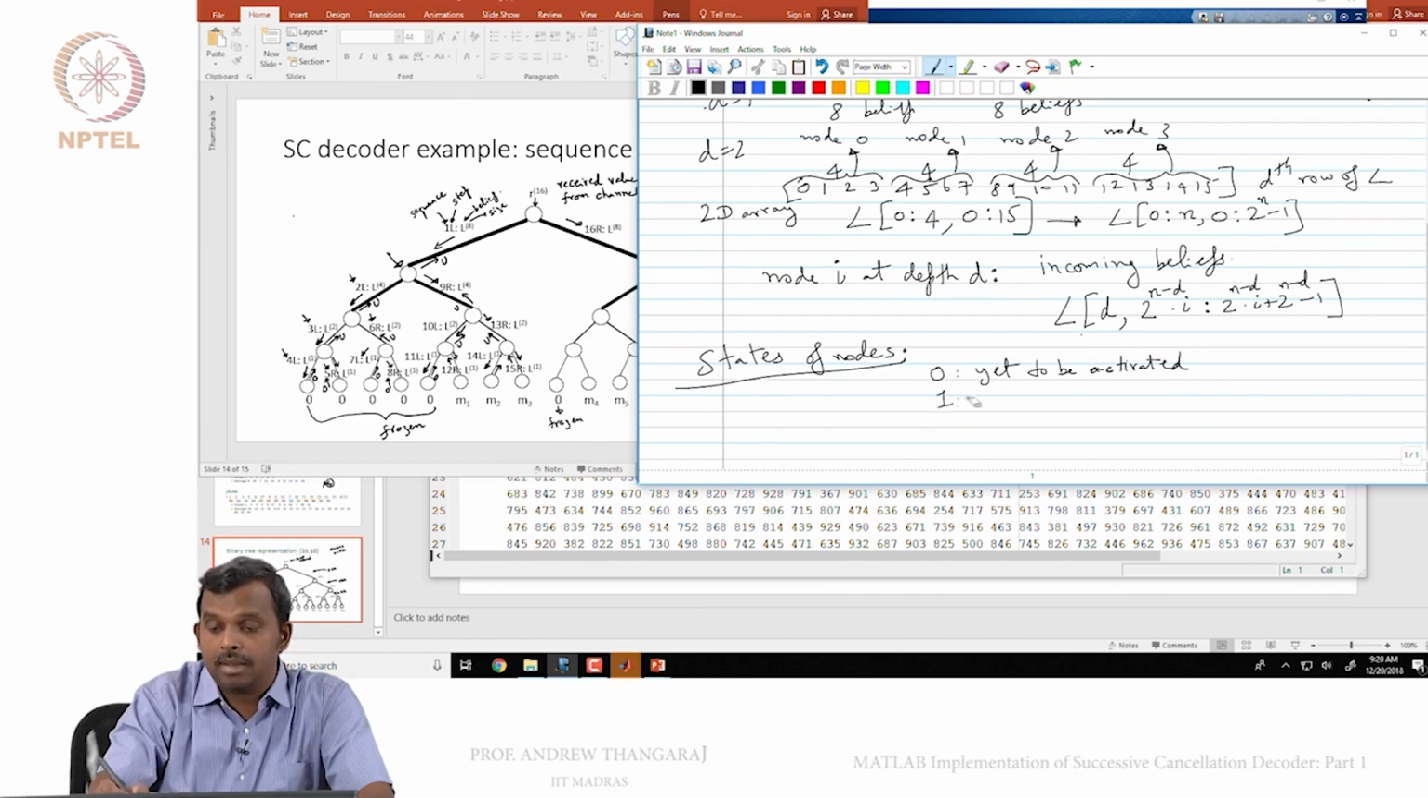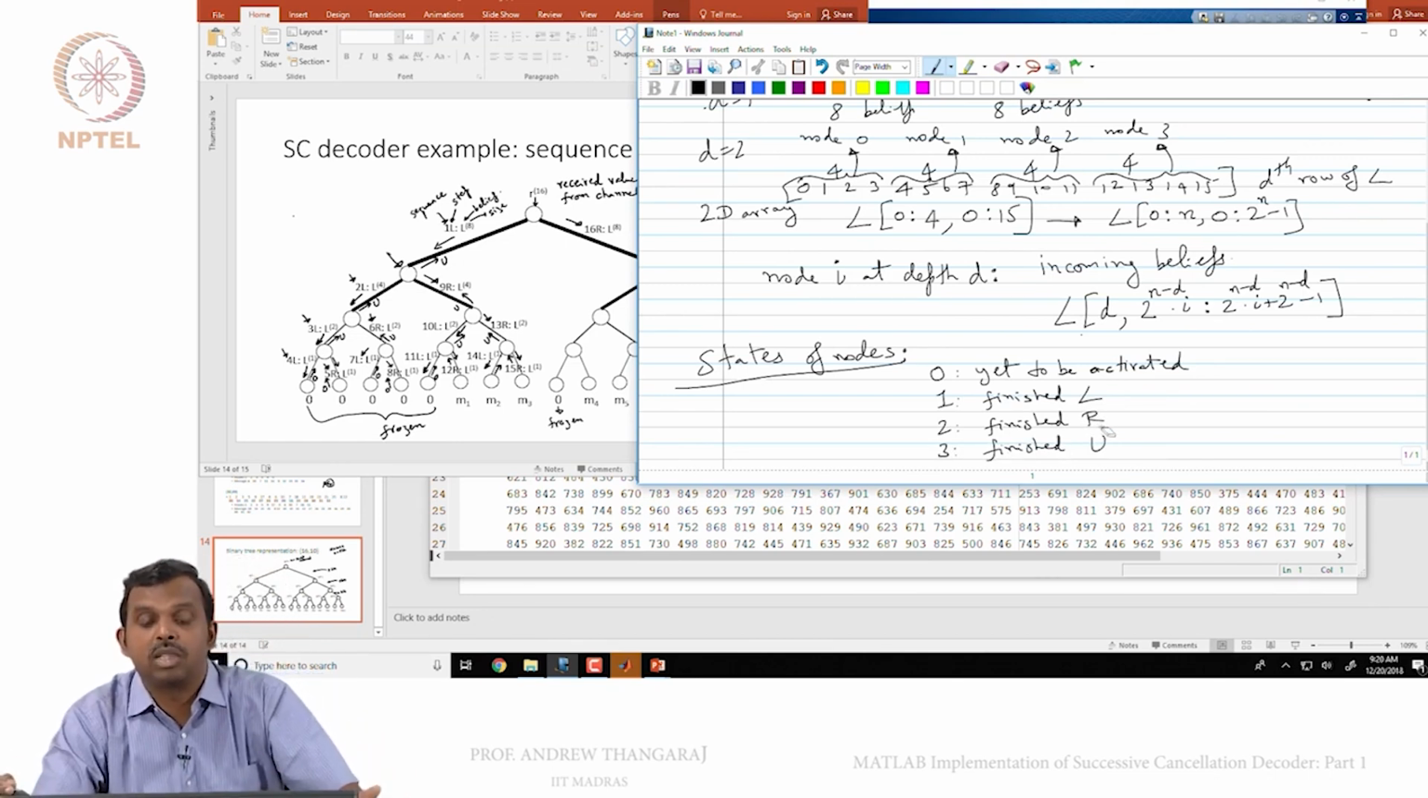Okay, 1 is finished, L. Okay, 2 is finished, R. 3 is finished, U. Okay, so this is just my notation.